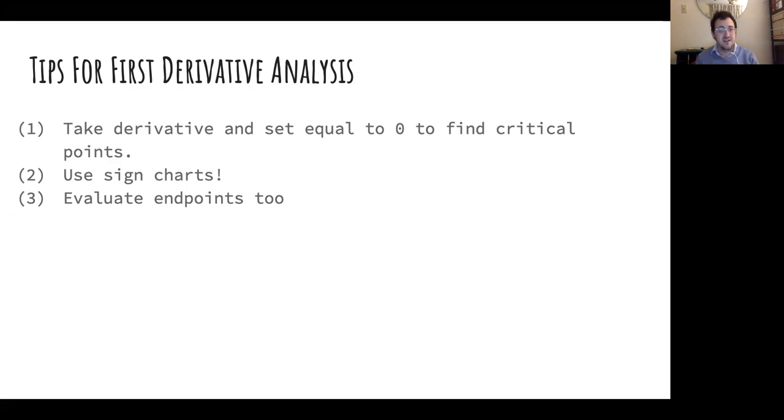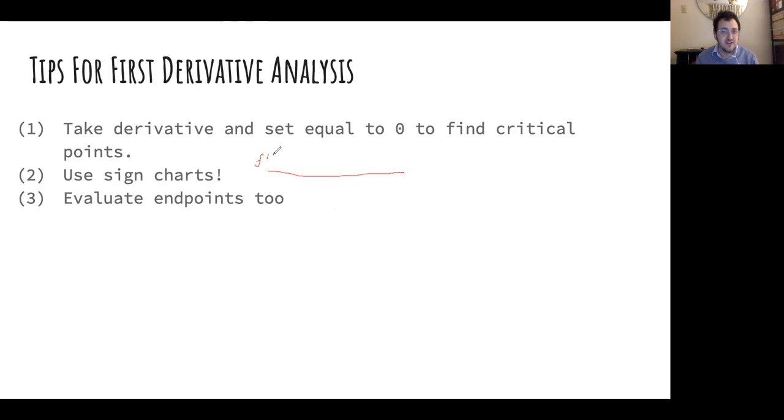So first thing that you want to do, step one, is take the derivative and set it equal to 0 to find the critical points. And that's what you're always going to do. And then the next part is after you find the first derivative, you're just going to plug in some x values into the first derivative.